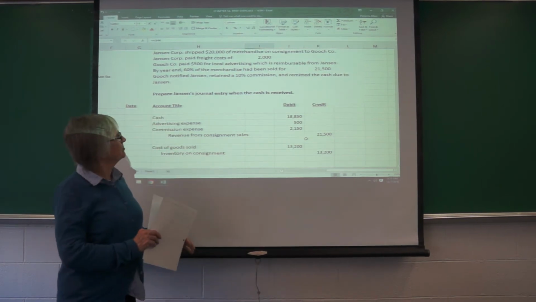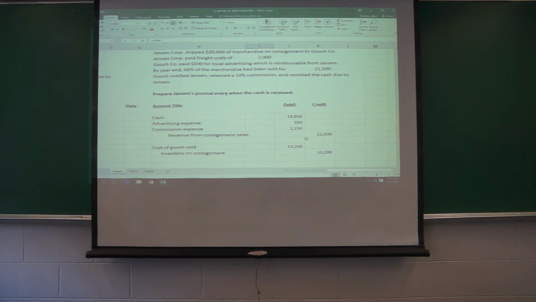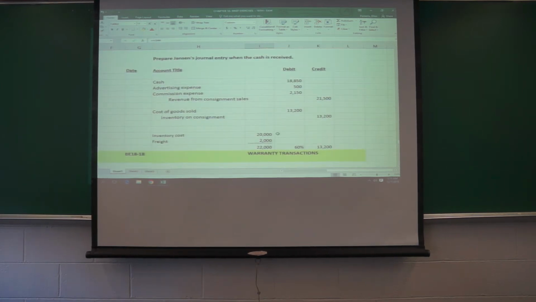Cost of goods sold, a little bit tricky. It's $13,200. When you're computing that, you have to remember the freight costs, which add to your inventory. So you get your inventory cost at 20 plus the freight, 22, 60% gives you $13,200.